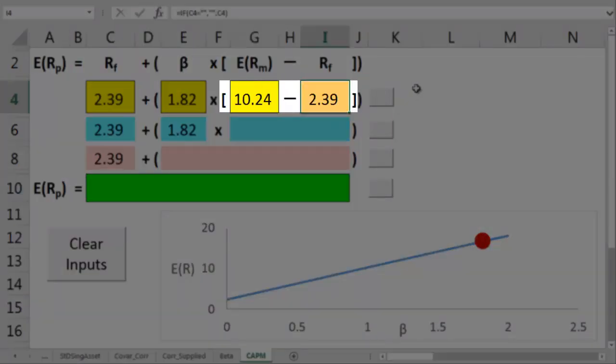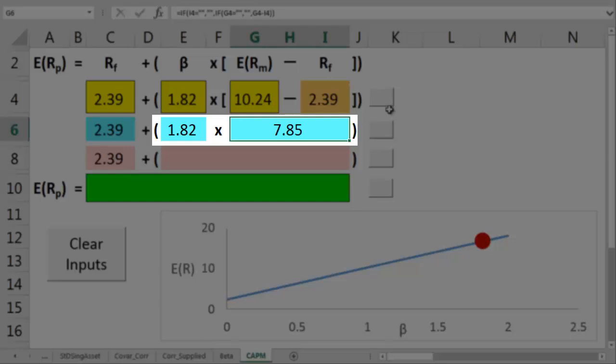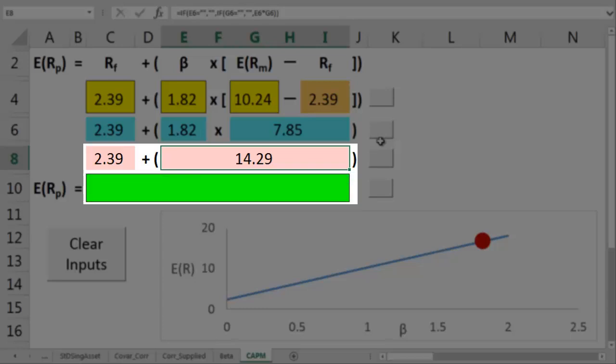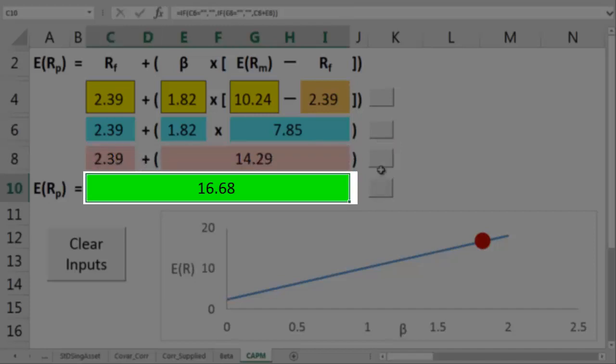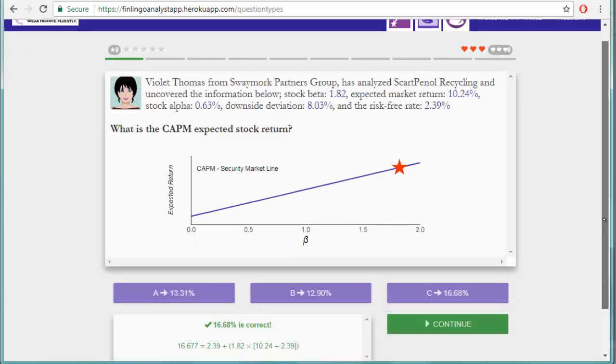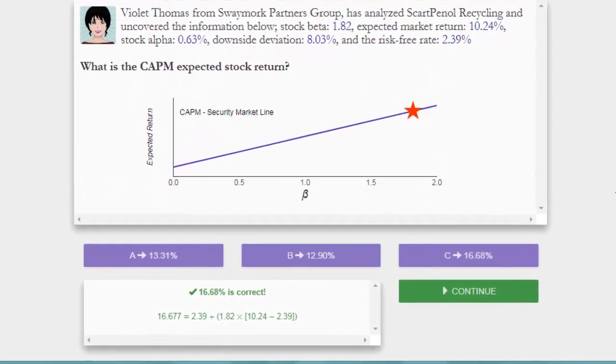Next up, we take 2.39 from 10.24 to get to a halfway house of 7.85. Then we multiply 1.82 by this 7.85, and this gives us 14.29. Finally, we add on that risk-free rate of 2.39 directly to that 14.29, and then we get to a final expected return for the target portfolio, et voila, 16.68%. Check it out on FinLingo and make sure we've got the right number. And that's pretty much it for the capital asset pricing model and its security market line.